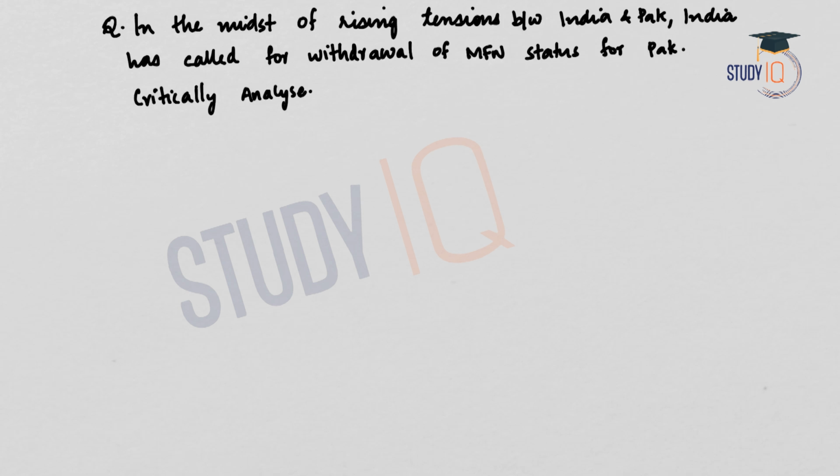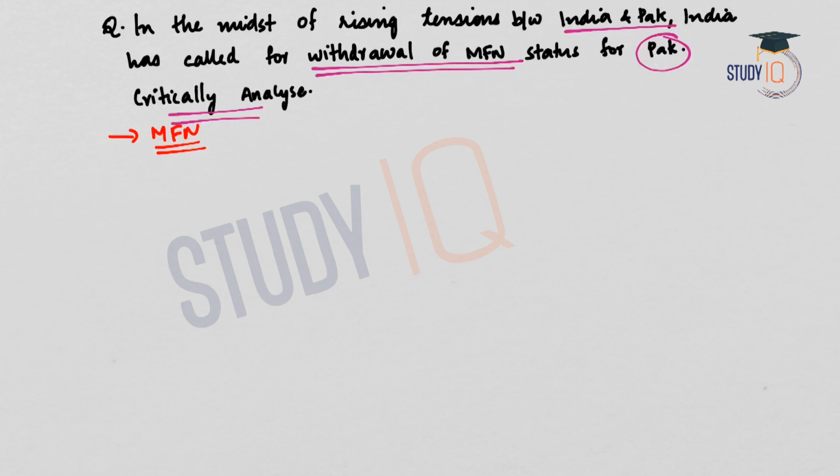Now let us try to answer a UPSC Mains model question. The question is, in the midst of rising tensions between India and Pakistan, India has called for withdrawal of MFN status for Pakistan. Critically analyze. So this is the question, and I'll give you a structure for how to write the answer. Please try to attempt this question. And please send your answers to joyce.studyiq@gmail.com. So you can start your answer with explaining what is MFN status or what is Most Favoured Nation status.